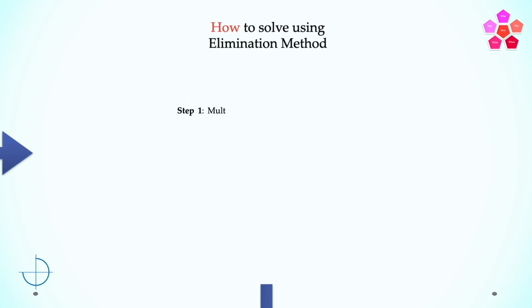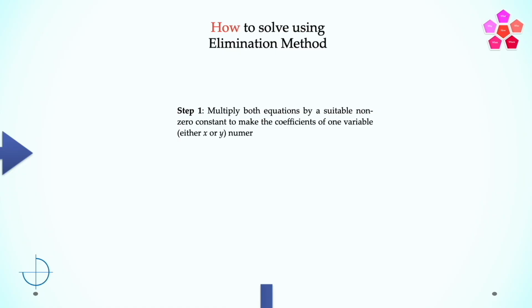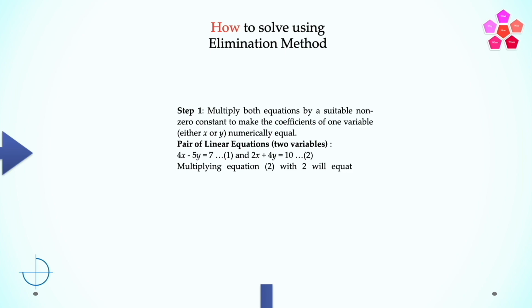Step 1. Multiply both equations by a suitable non-zero constant to make the coefficients of one variable, either x or y, numerically equal. For a pair of linear equations in two variables, we can have 4x minus 5y is equal to 7, which can be marked as equation 1, and 2x plus 4y is equal to 10 as equation 2. Multiply equation 2 by 2 to make the coefficients of x equal to 4. So 2 multiplied by (2x plus 4y is equal to 10) implies 4x plus 8y is equal to 20.